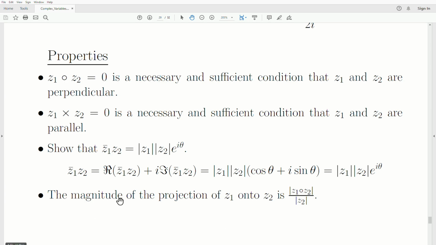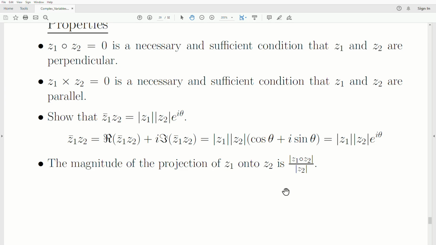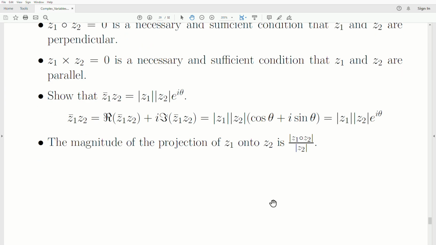Now the magnitude of the projection of Z1 onto Z2 is this. So the magnitude is the length of the vector, or the modulus of that vector. And this is such a critical component in all of statistics, projecting a vector onto some other vector or column space. That's the whole concept of multiple linear regression. So this is an important component, and we'll revisit it in later videos.